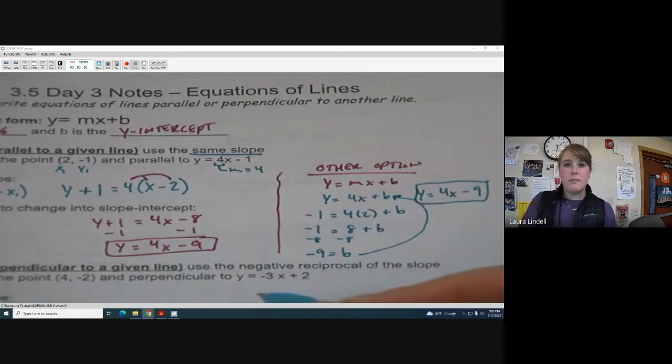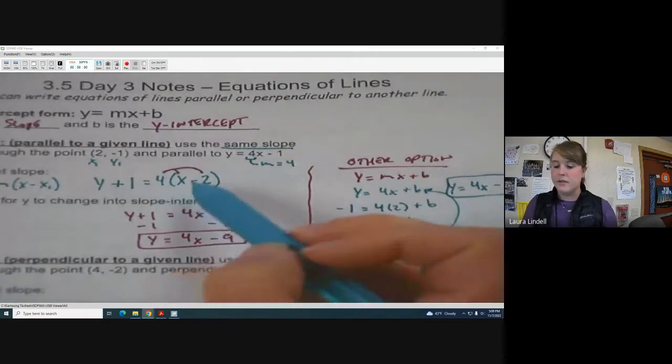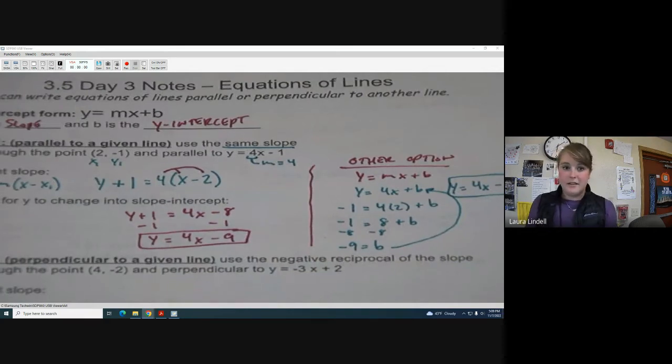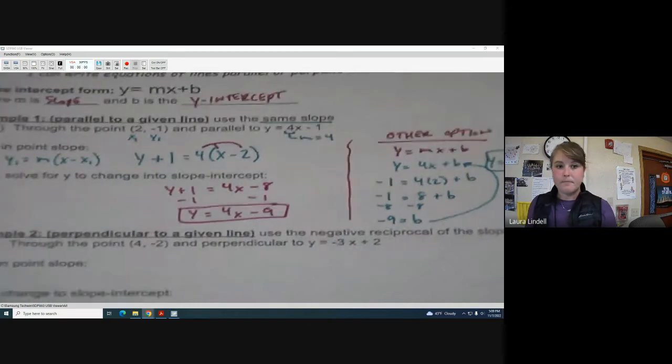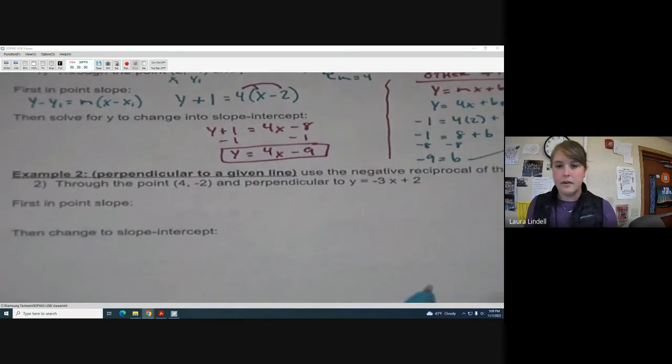If you want to solve them that way, you're more than welcome to. I kind of like this way because it shows you doing both methods, and so we can kind of connect them. But it is indeed the same line. It's the same idea. It's just a different representation. But however you would like to do it is fine.